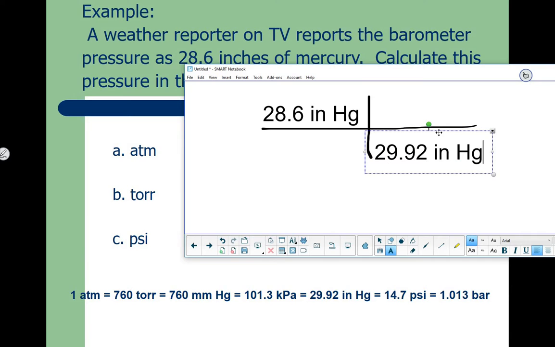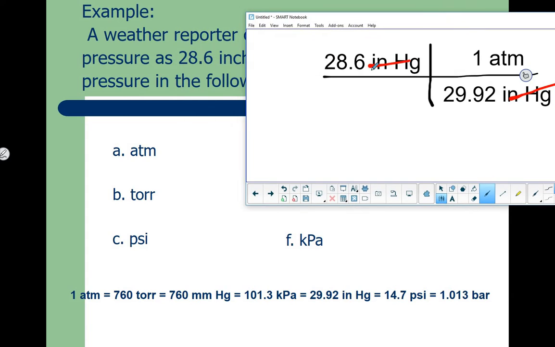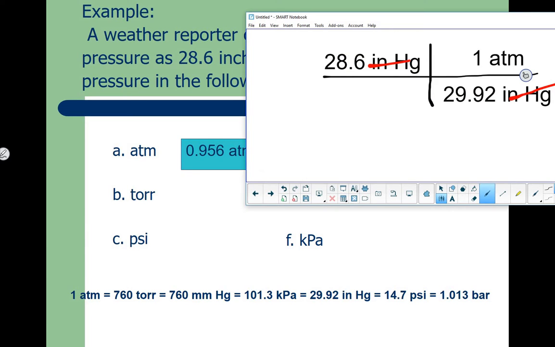Thank you. Sorry. Okay. On the top, we want to get to atmosphere. So we would look down here and we'd find 1 atmosphere, and that would be what goes on the top. So all I would have to do is cancel out inches mercury, and I would take 28.6 divided by 29.92, and I should end up with 0.956 atmospheres.